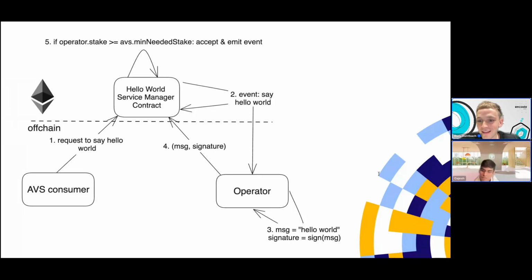Ash has posted: is the AVS just a Solidity contract that needs to be created? Yes. For an Oracle, the AVS consumer is like a lending market, for example, in which case the consumer will be a contract. Sorry, his question was about the service, not the consumer. Yes, the AVS contract is going to be a Solidity contract.